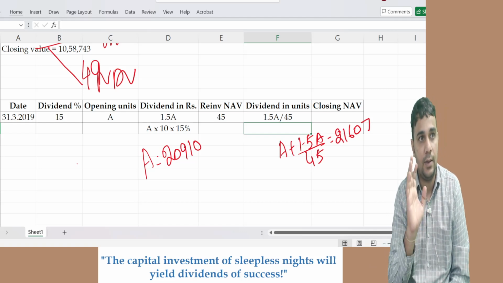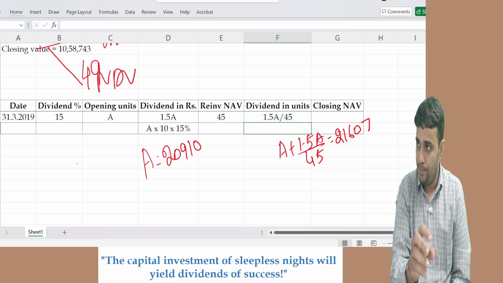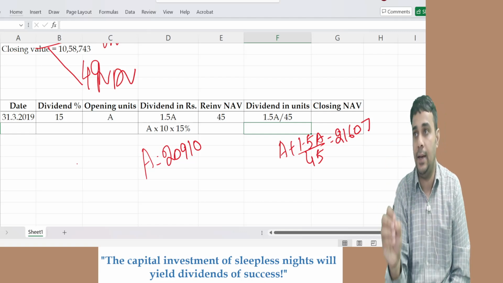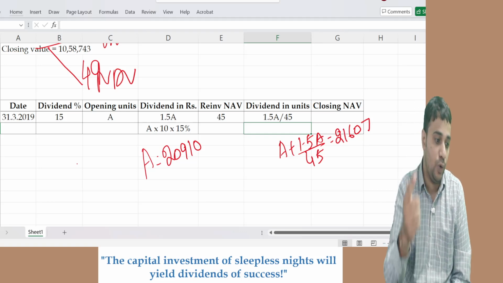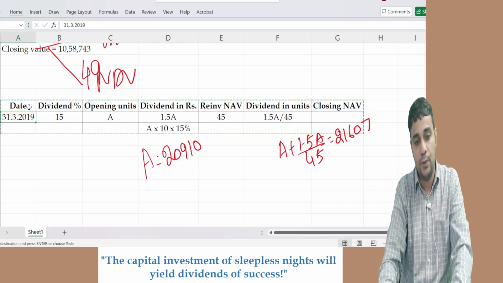Any doubts on this? 20,000, 9, 10. Now what will you say? Opening units is A, dividend is there, closing is A plus this, equal to 20,000, 9, 10. Please do the other situation. I'm doing it on the screen. You do it in your notebook. Refer to the screen only if you want.